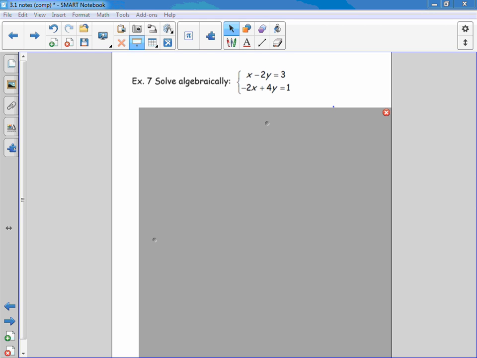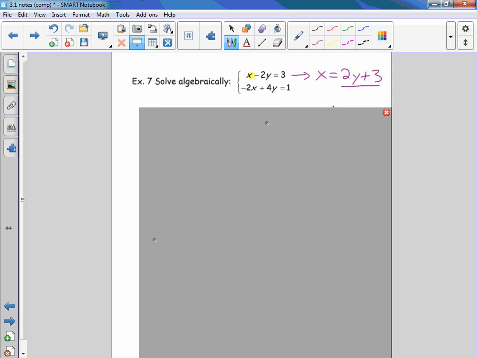Okay, in example 7, we're going to have a special case here. We have a choice in terms of what method we want to use. In this case, I'm going to use substitution, and again, the variable that I will solve for will be x in that first equation because the coefficient of it is 1, which makes the substitution a little easier. So if I solve for x here, I would move the negative 2y over, so I'll end up with x equals 2y plus 3.